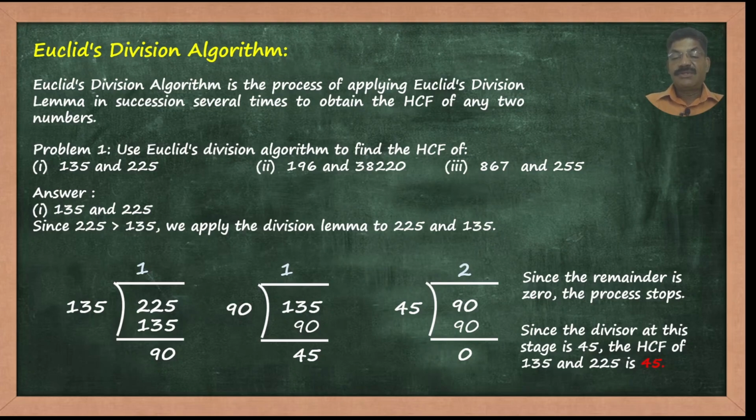So you have to stop when the remainder becomes 0, and the divisor at that juncture is called the highest common factor. Let us see the second problem.